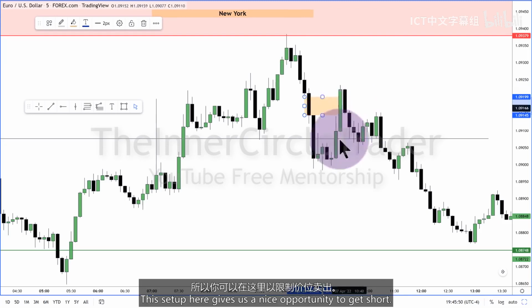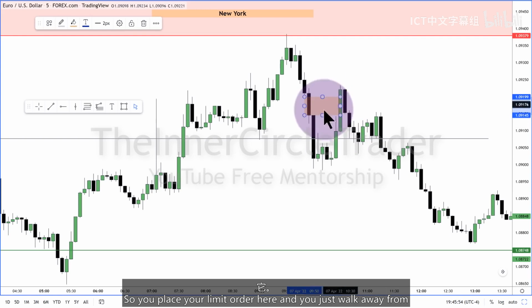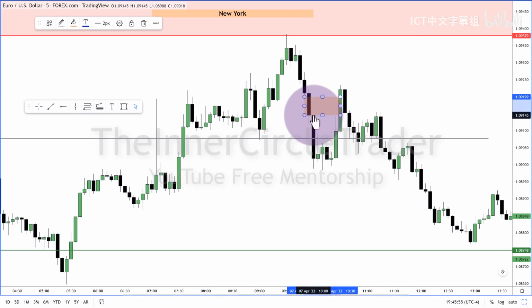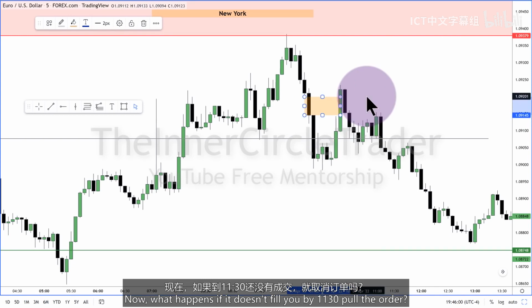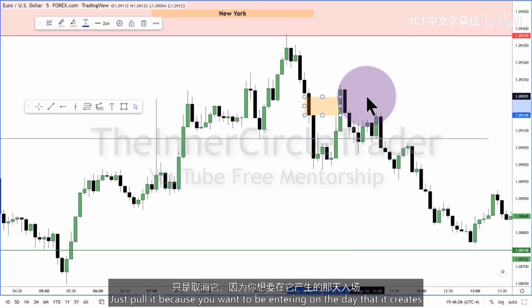This setup here gives us a nice opportunity to get short. So you could be a seller here on a limit entry. So you place your limit order here and you just walk away from it. You let it go. Now, what happens if it doesn't fill you by 11:30? Pull the order. Don't put it good till cancel.